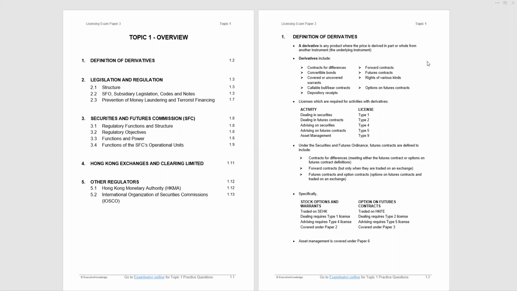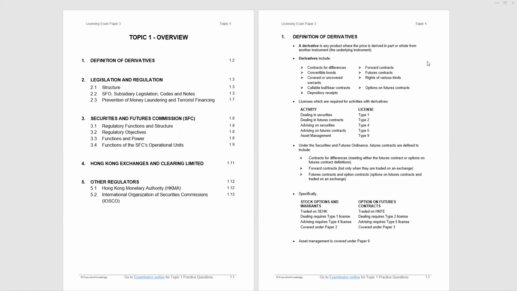Okay, we also have the definition of futures contracts. Contracts for differences. Forward contracts, I don't think so. It says only when they are traded on an exchange, but generally no. Forward contracts are not considered futures contracts, but also options on futures.